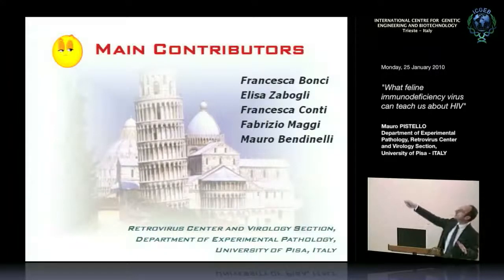Anyway, the main contributors for these studies were Francesca Bonci and Elisa Zaboli, who made the vaccine. To cut a long story short, we had to improve our vector to get a very good and sustained expression in autologous T cells, and we also had to find a way to transduce them. The cells were transduced somewhere between 40% and 70% with the method that we developed.